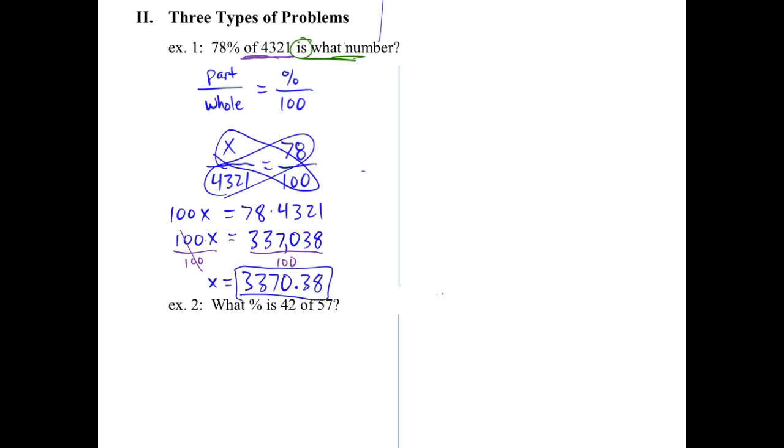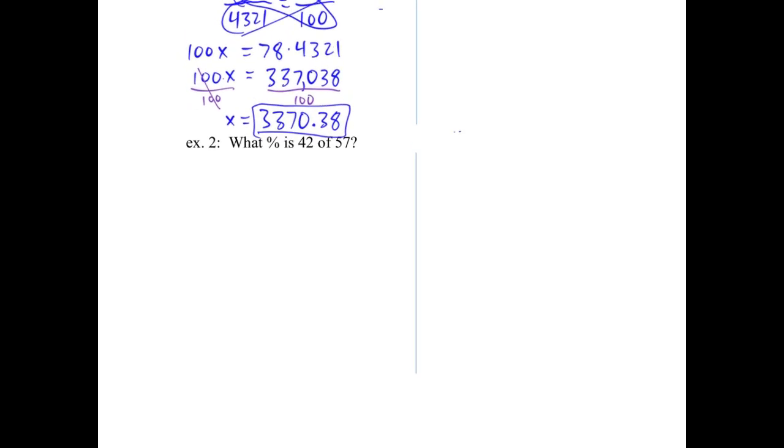Good? And then for our second example, we'll set it up and then just kind of jump to the answer. But it'd be part divided by the whole again equals percent over 100.